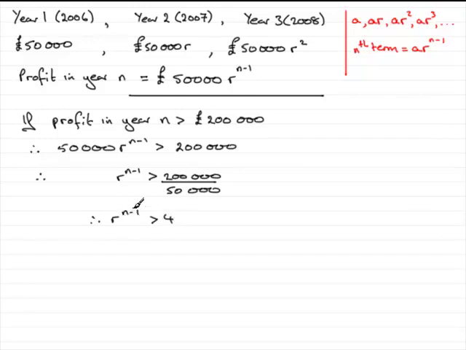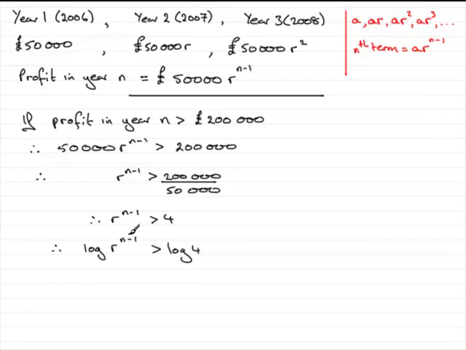Now, to get access to this n minus 1, because it's a power, we need to introduce logs. And in theory you could use logs to any base, but what they've done in this question is use logs to base 10. And so if we log both sides, we've got the log in base 10. You don't have to write the 10 there. By default, if you write log, it is understood to be in base 10, so it's log of r to the power n minus 1 is greater than the log of 4.